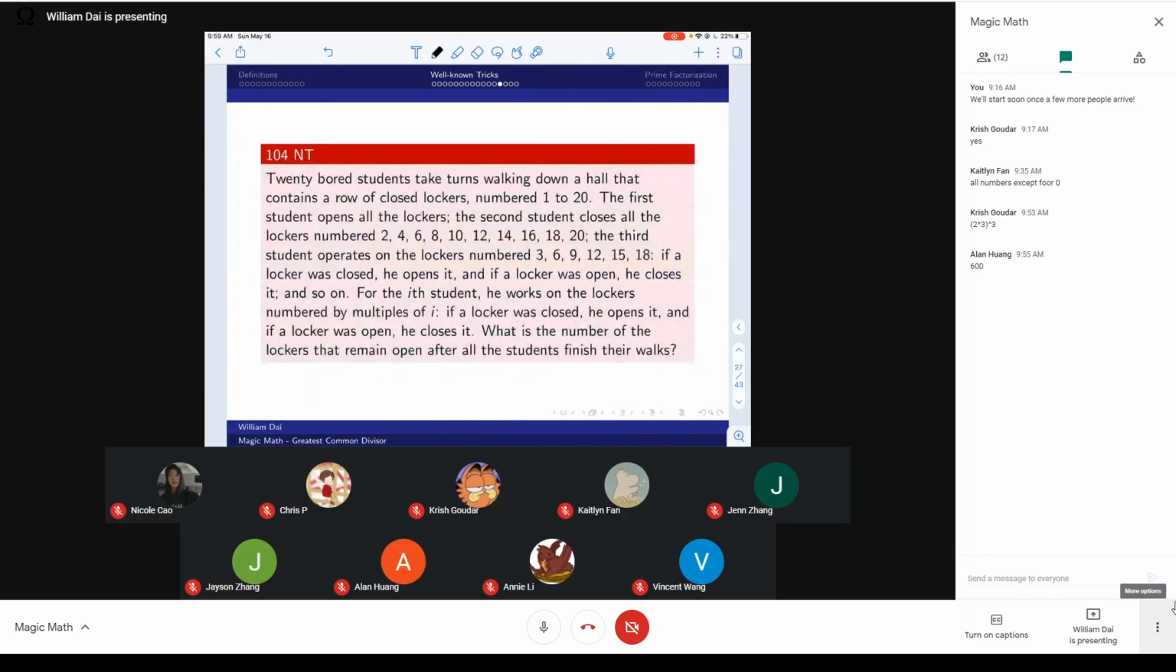Okay. And this is a problem that uses this fact very directly. Okay, so it's kind of long, but hopefully you guys understand what it's saying here. Okay, now I'll give you guys a few minutes to read, and then I'll go over the solution.